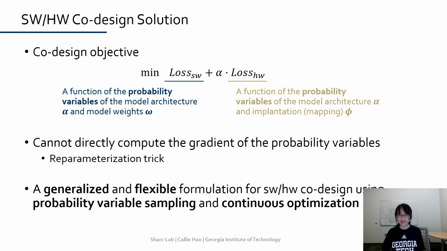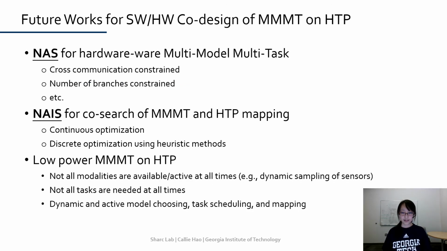And I would like to say that this is the beauty of this formulation: it is really flexible and it can support different search spaces, different loss functions, and different objectives. So this is a very general and flexible formulation and framework. And this can help us to solve the hardware-software co-design problem, and you can actually adapt it for your own specific problem. So this is just a framework that you can borrow the idea from. Okay, so this is the end of the software hardware co-design for MMT on heterogeneous platforms.